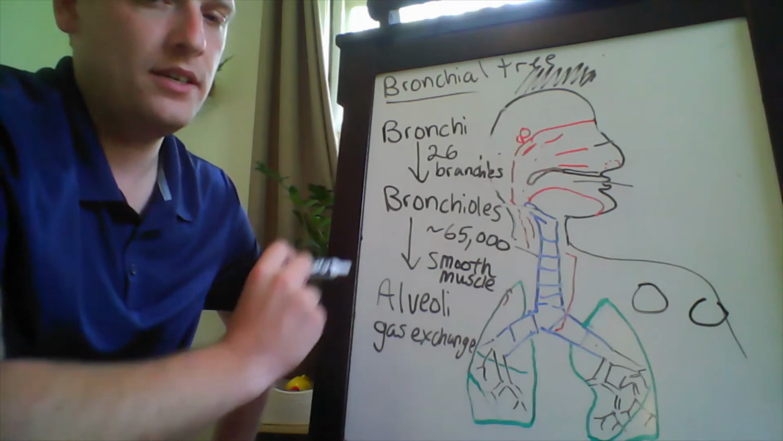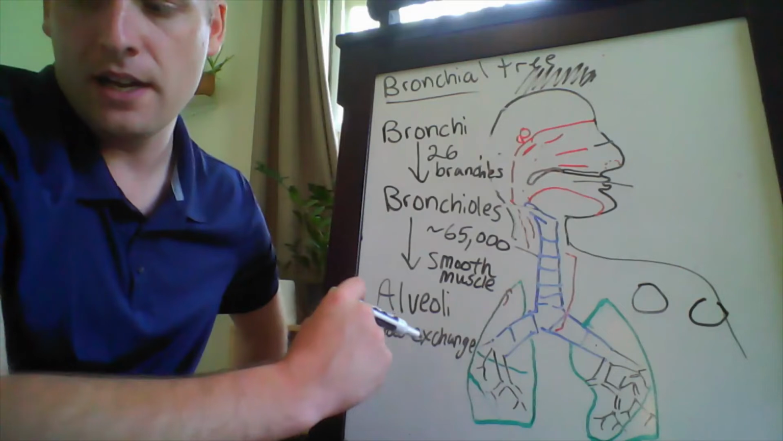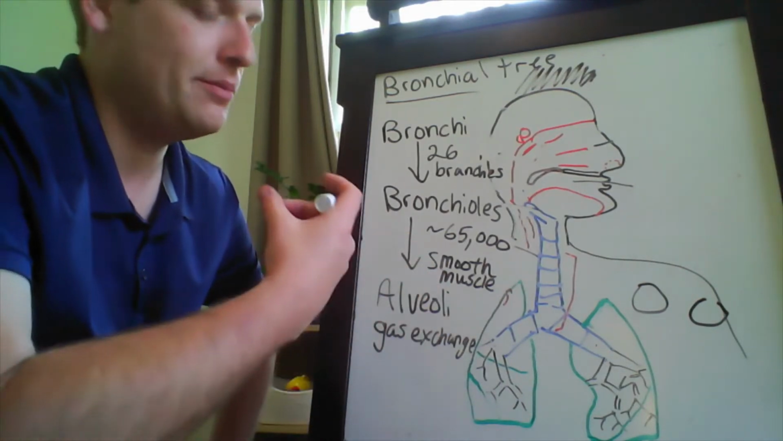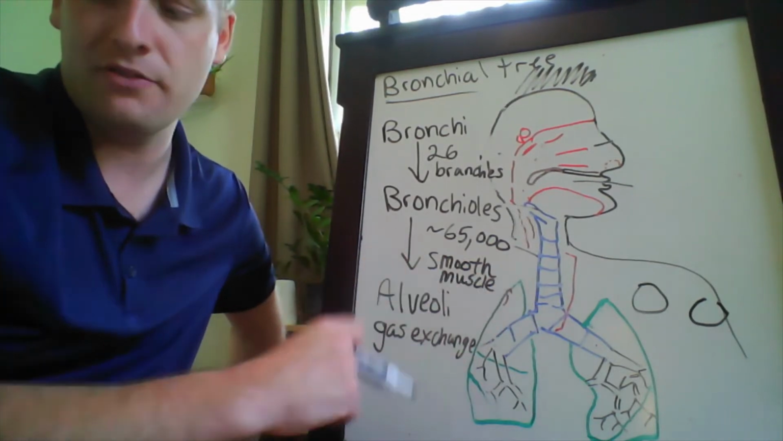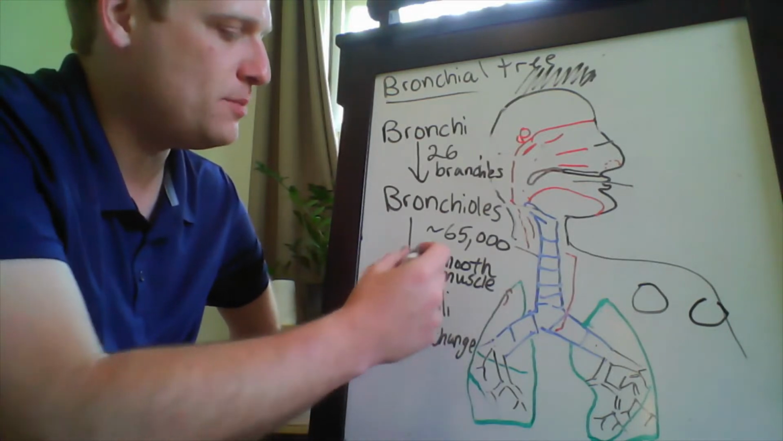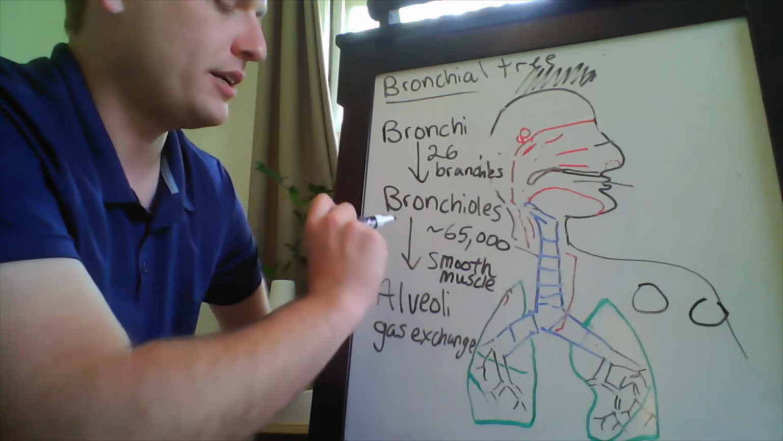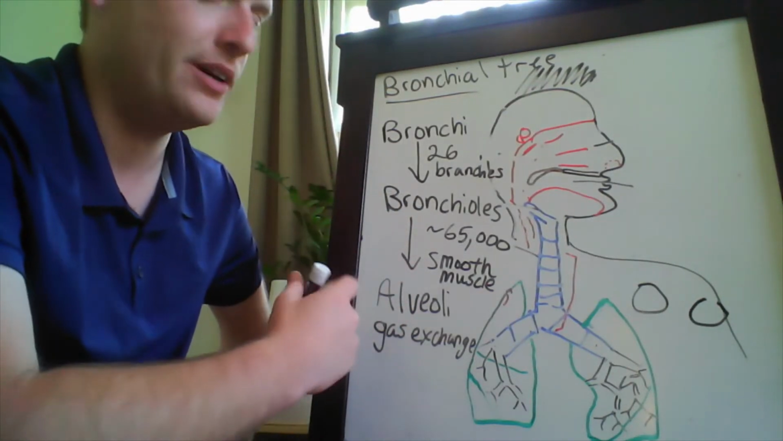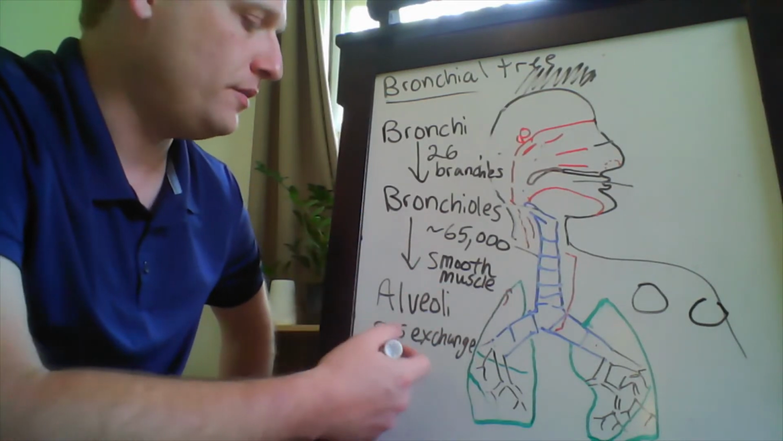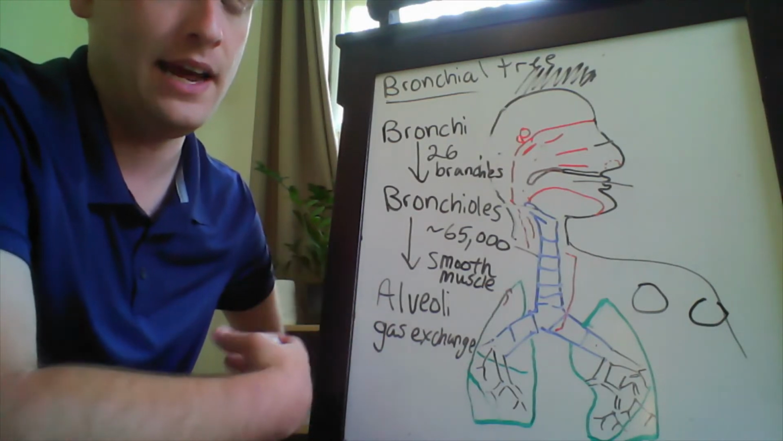As you progress and get smaller and smaller, the cartilage becomes less and less frequent, and it also changes in its shape a little bit. You get less of those complete rings and more just patches of cartilage. And the amount of smooth muscle is going to increase as those bronchi and bronchioles branch and get smaller and smaller. You get more and more smooth muscle because that's getting close to the site of gas exchange. That's where you want to regulate how much air is going in and out of those spaces.